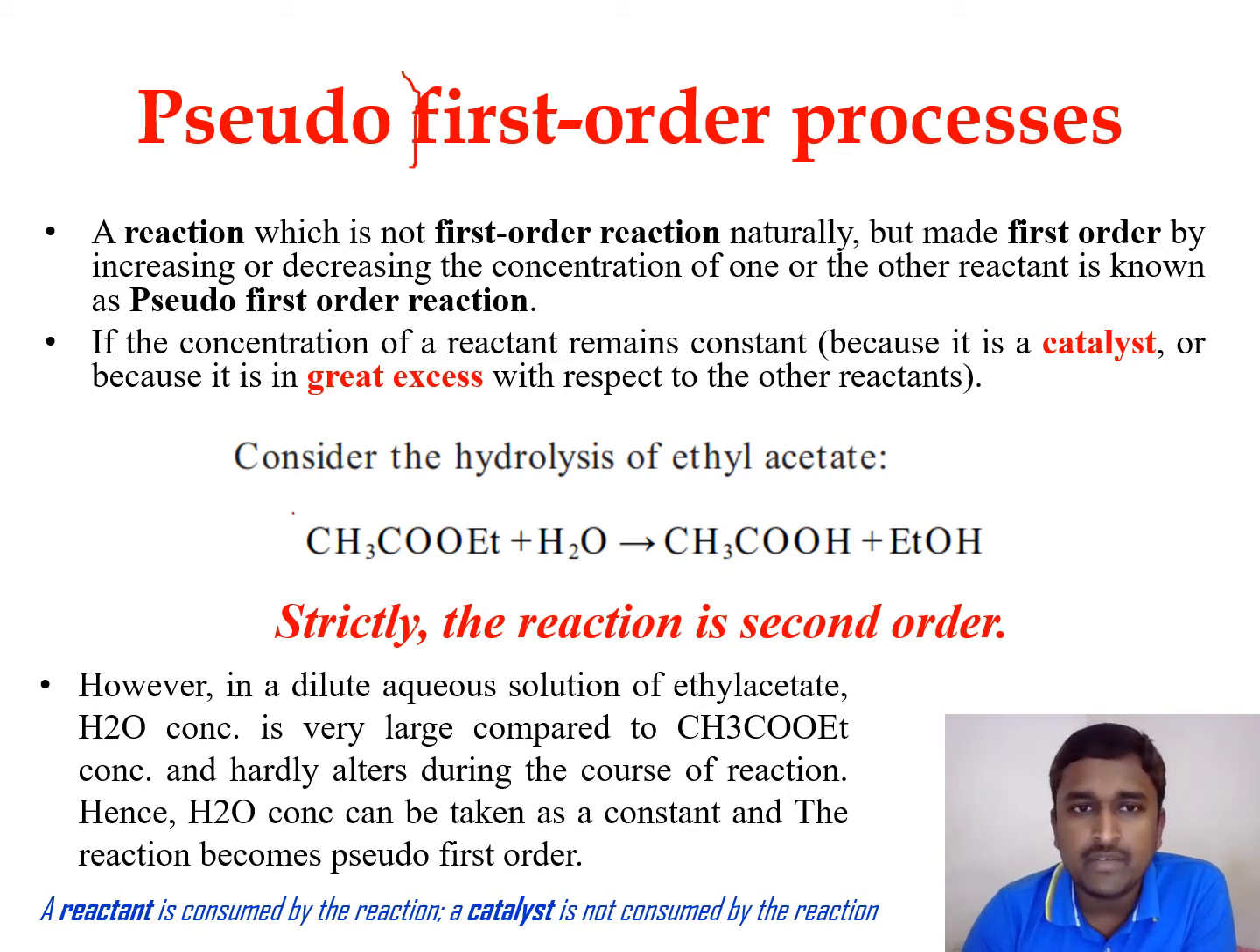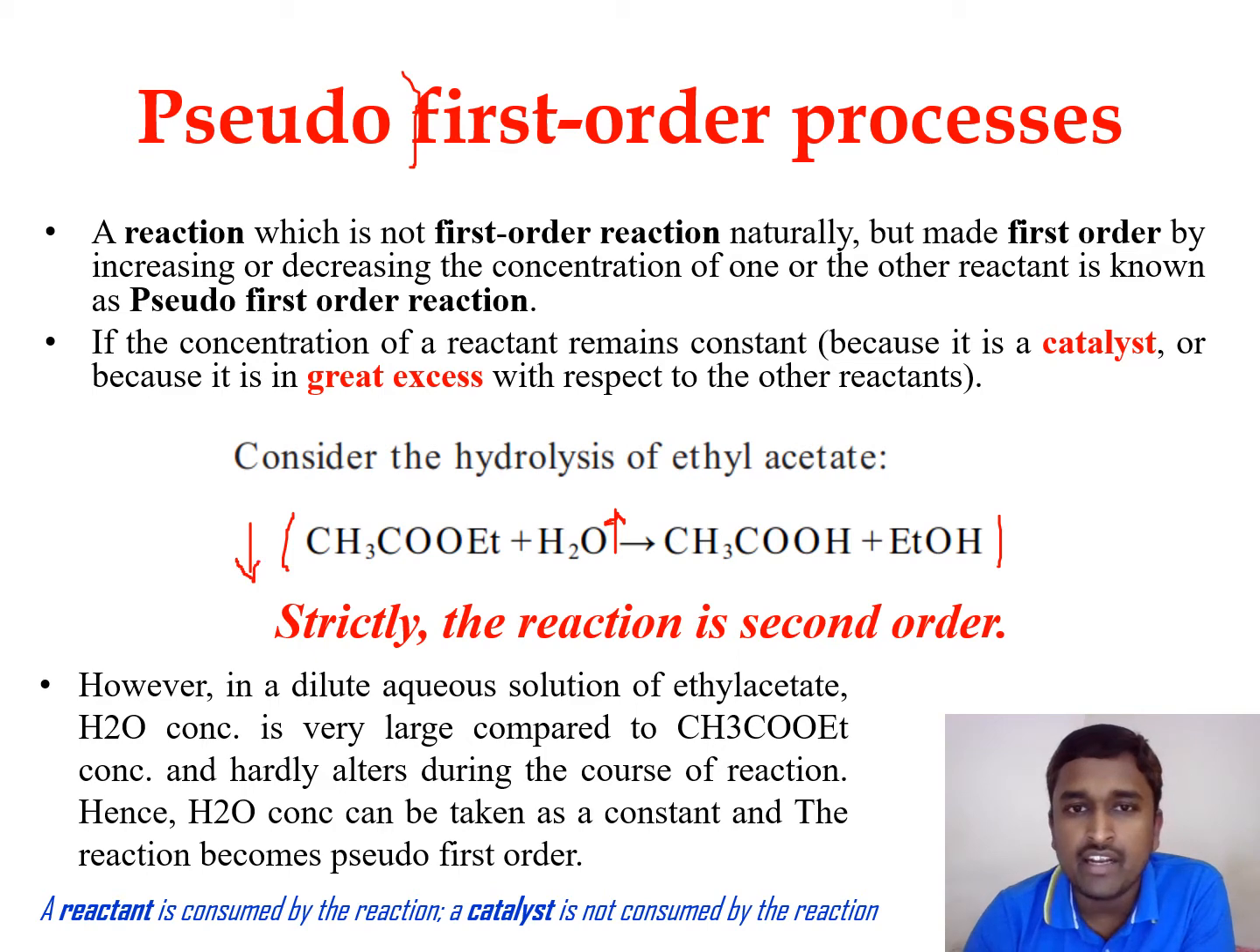See, basically if you look at the reaction, ethyl acetate undergoes hydrolysis and yields acetic acid and ethanol. It looks like a second order reaction, isn't it? But it is basically a first order reaction. How? A reaction which is not naturally first order but is made first order by increasing or decreasing the concentration of one of the reactants is known as a pseudo first order reaction. If you see in this reaction, the water content is very huge, whereas the ethyl acetate content is very small.